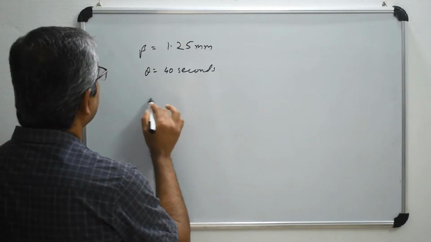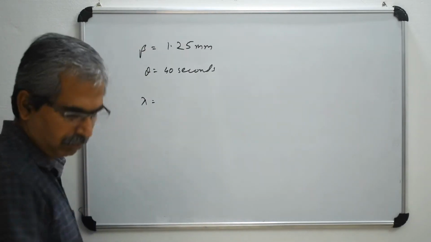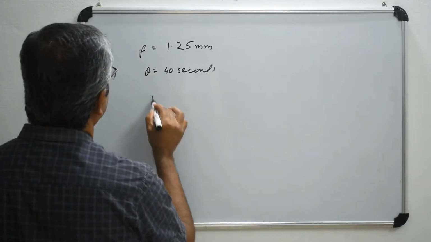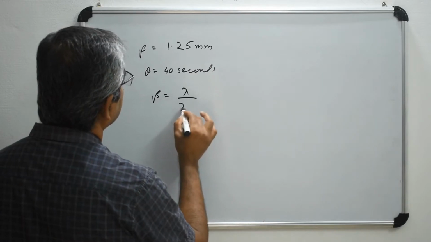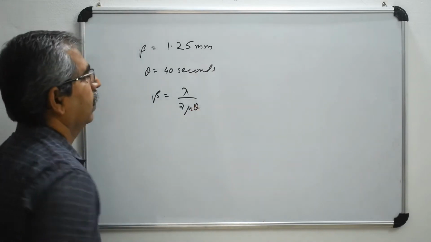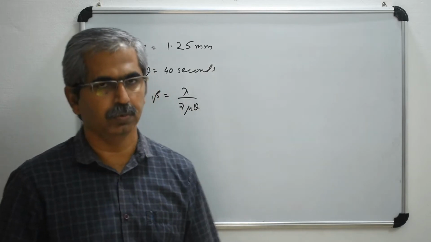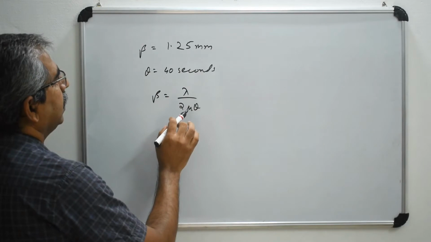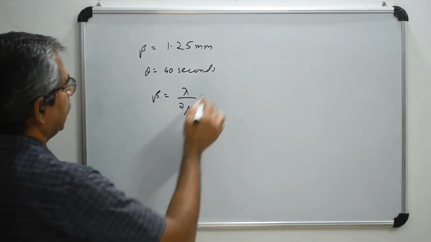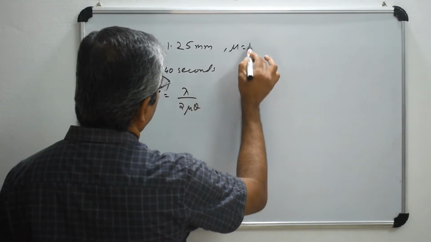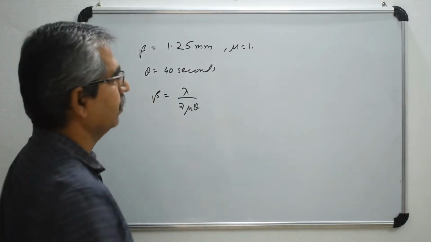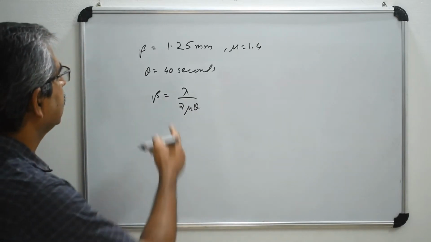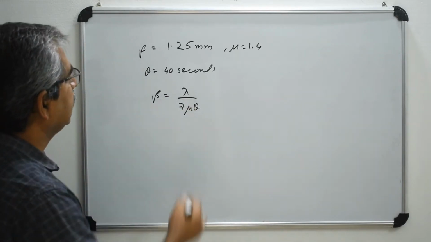So what is the equation for lambda? Beta is equal to lambda by 2 mu theta, isn't it? Lambda by 2 mu theta. Here, beta is given directly and mu is also given. It is given that mu is equal to 1.4. So mu is there, and theta.